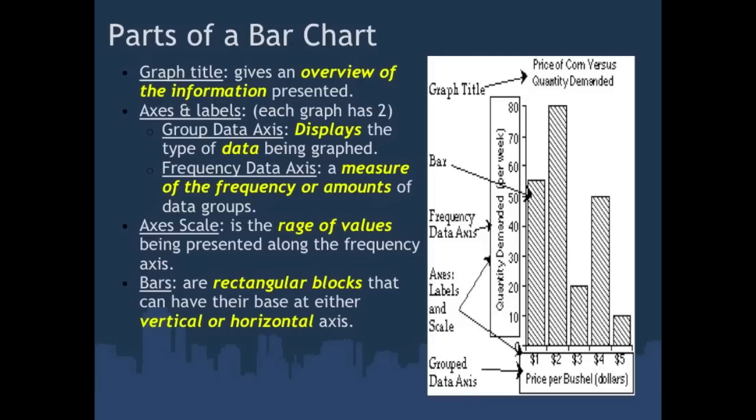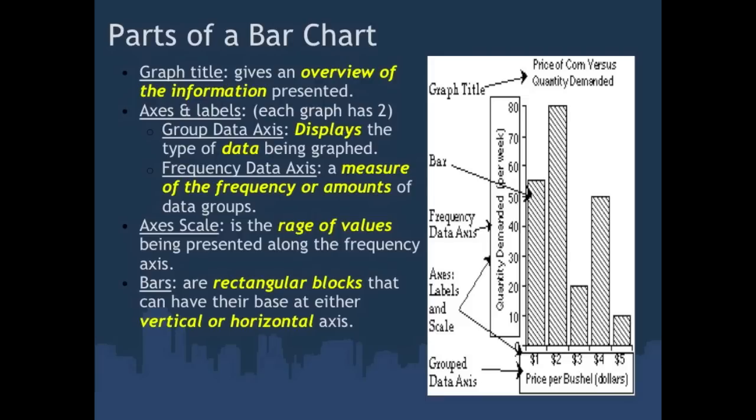Then we can look at the axes and labels. Each graph has 2. The group data axis displays the type of data being graphed, and that's found on the bottom. In this example, the price per bushel in dollars. The frequency data axis measures the frequency or amounts of data groups. This is found on the left side, in this case showing the quantity demanded per week.